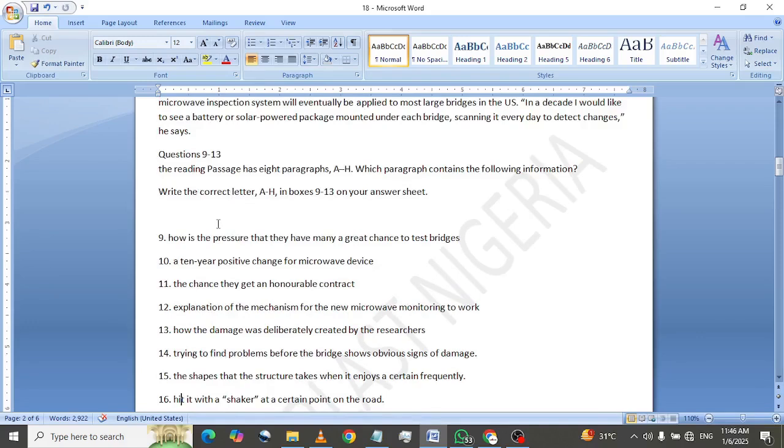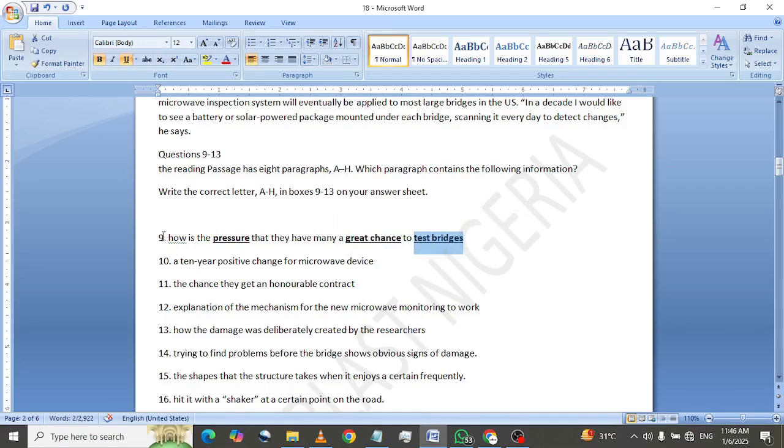The question says, number 9, how is the pressure that they have a great chance to test? Now, what is our keyword here? Pressure. You underline it. Let me even make it bold. Then great chance. You underline it, make it bold. And what? Test bridges. You underline it and make it bold.